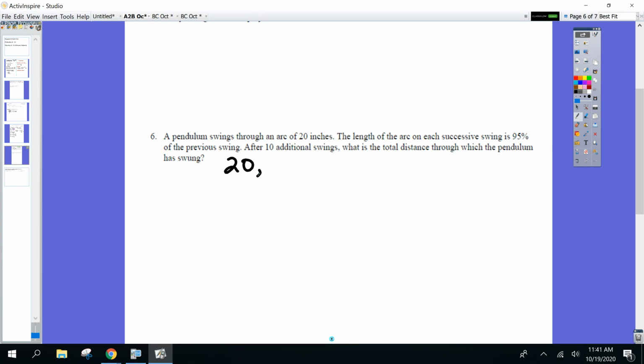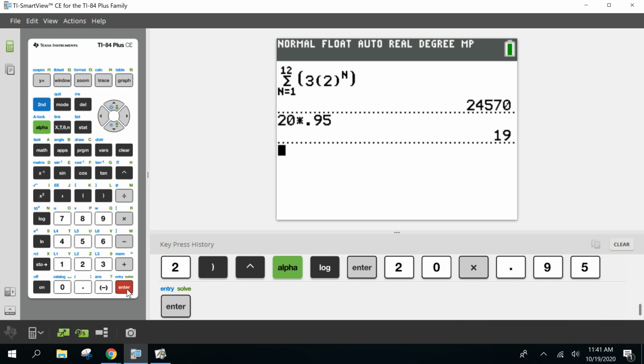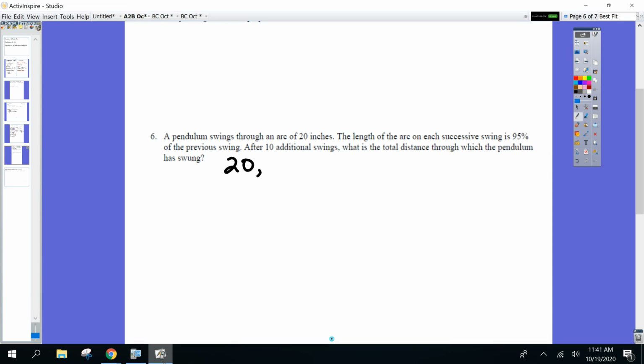It's going to be 95% of that. So 95% of 20 would be 19. If you're wondering how we got that, 20 times 0.95. So 19 for the second swing. Keep going. Let's do one more, just so I can get a good visual of my sequence here. 18.05. Check me on that. So the next swing is 18.05. Okay, we get it. And could you just find all 10 and add it up? Sure, but let's use the formula. Geometric, adding them up, go to the formula sheet.